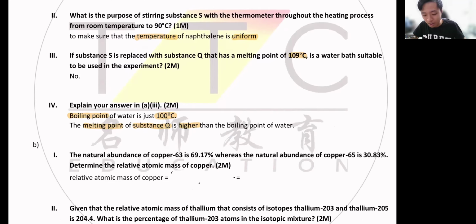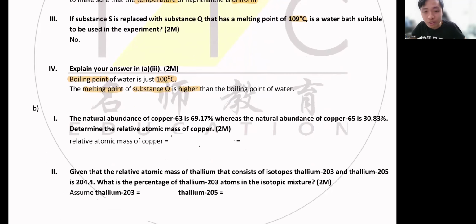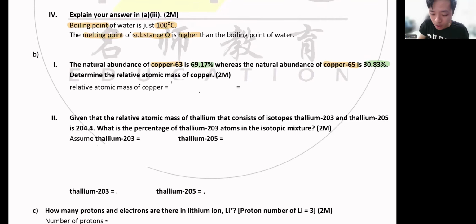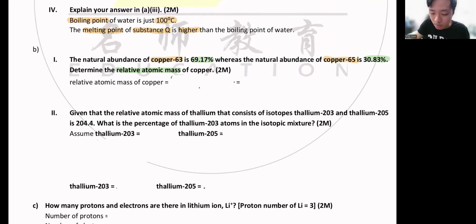Okay, so this one try to do yourself. It's the same method as the previous question just now. They give you copper 63, copper 65. Copper 63 has 69.17%. Copper 65 has 30.83%. So they want to find the average relative atomic mass for copper. So you try B1 and B2. B2 also, you can refer a bit to the last question, the previous page.